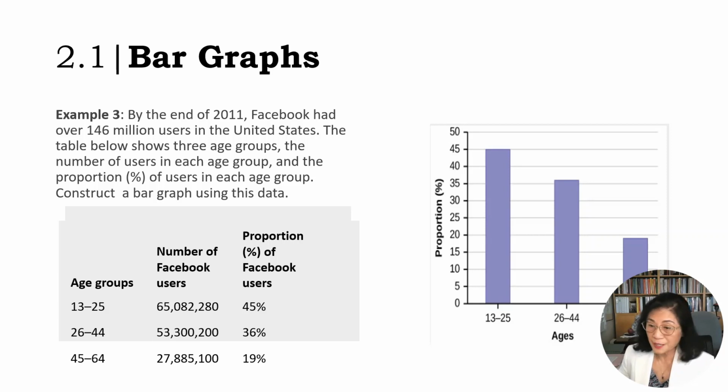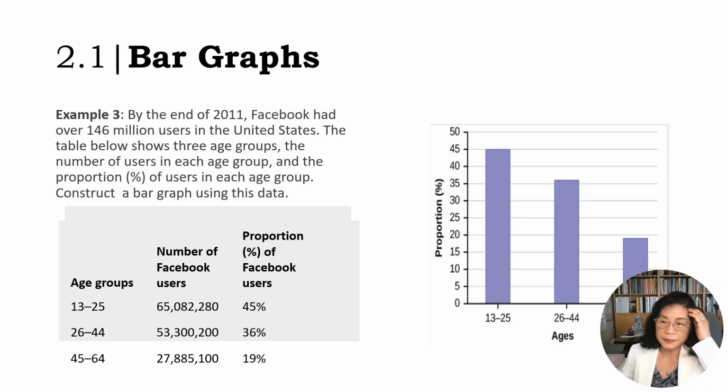And to get the percent, you should remember how we do it. Take each number, divide by the total, right? The total number of the Facebook users. Then you can get the percent corresponding to each age group here. So let's look at the age group 13 to 25, 45%.